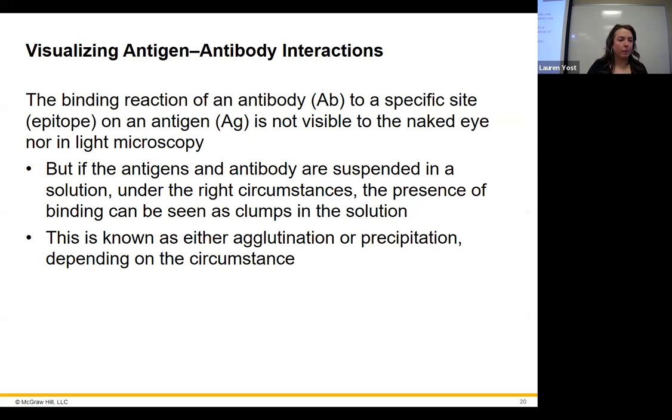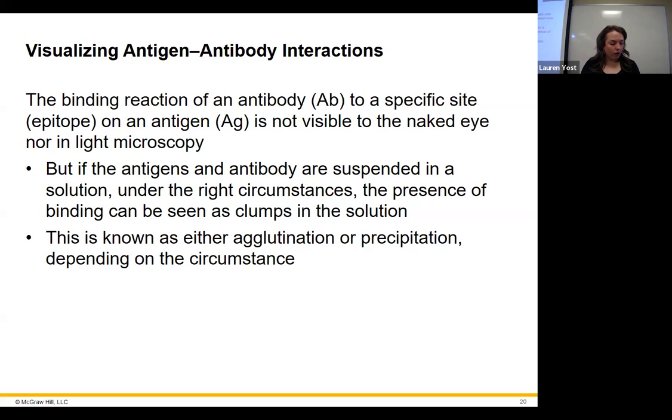All right. So visualizing your antigen-antibody reactions. When you have antibody binding to the part of the antigen that it recognizes, which is called the epitope, right? You can't see it with the naked eye on its own, just that one interaction. That's just too small. It's proteins interacting. So if we're lucky, if we can see a visible coagulation, whether that is agglutination or precipitation, we're lucky to see that.